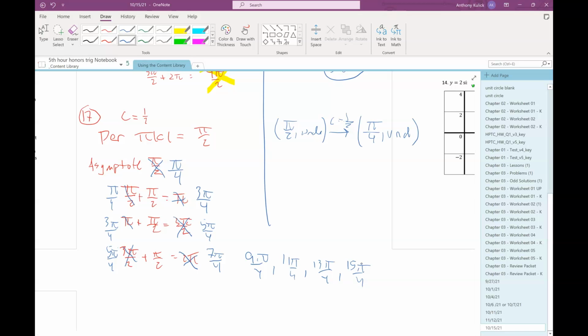Notice the pattern, you're just adding 2 to the numerator each time, right? And 15/4 is like 3.75. If I add a half one more time, I'm going to be over 4, which is not an asymptote we care about.